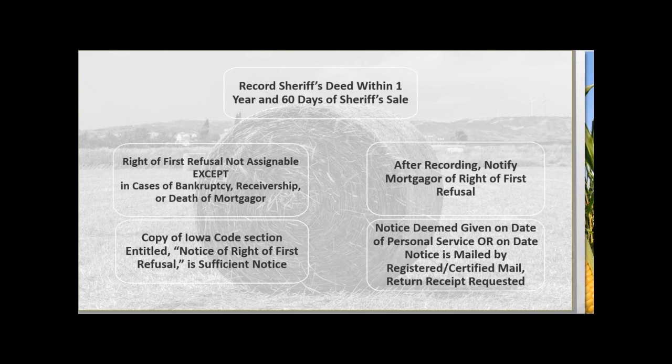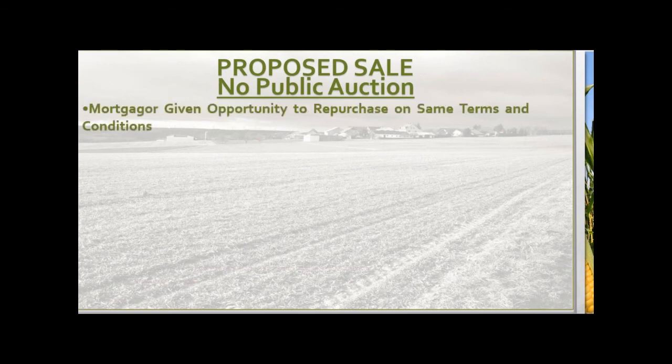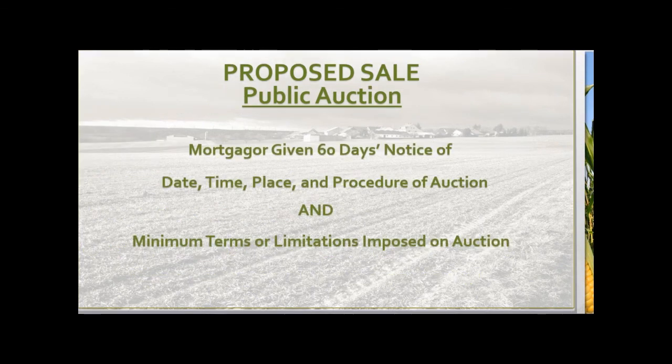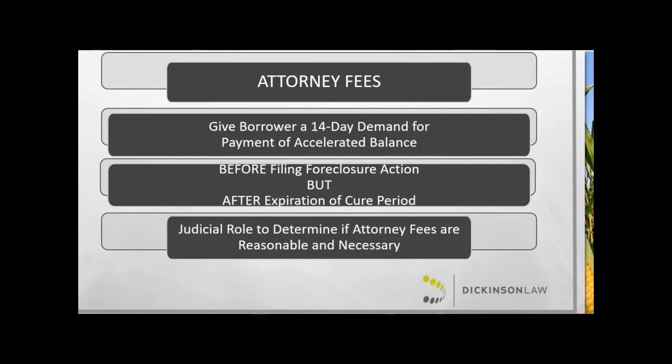There are also additional requirements if you have a public auction or private auction, that I'm going to jump through here because I'm getting over my time. And lastly, I'm going to point out that, as an overlay for all of the foreclosure, you have to give the borrower a 14-day demand for payment of the accelerated balance before you file but after the cure period, or you're not going to be able to request an award of attorney's fees. The judge will always decide if the fees are reasonable and necessary, but if you haven't given the 14-day demand, you're not going to be able to request fees in your foreclosure.